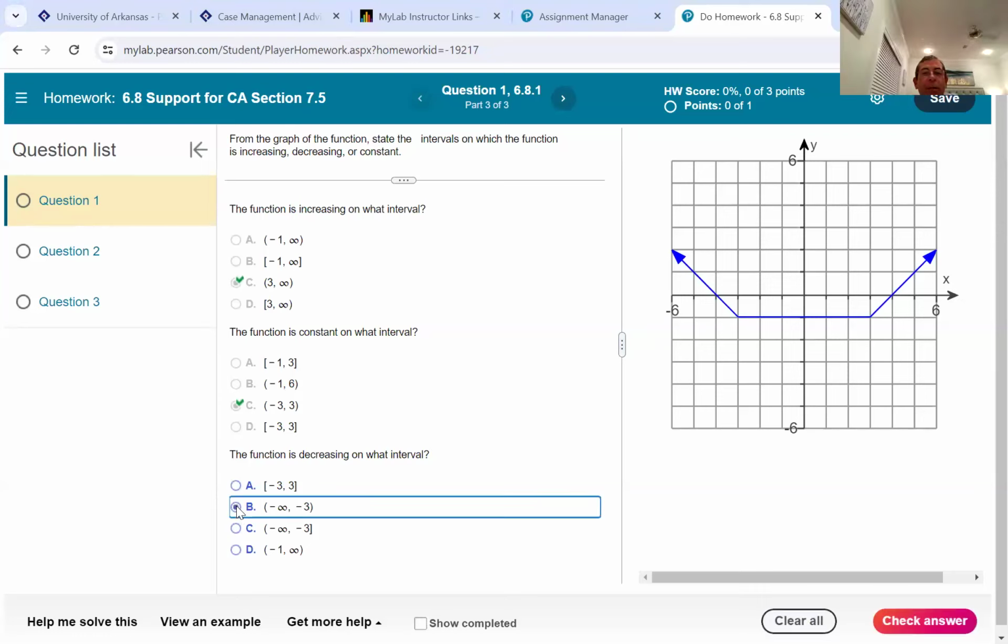And if you notice, these intervals we just got will all connect. From -infinity to -3 was decreasing. -3 to 3 was the part in the middle, constant, and then 3 to infinity. So they all sort of hook up when you're done.